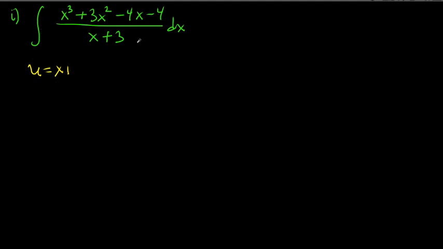So if you want to do it that way, go right ahead. There's no problem with that. It's just a lot of work, and it's kind of tedious. The way I prefer to do this is notice that the bigger power is in the numerator. So that means we can do the division, right? We can divide x cubed plus 3x squared minus 4x minus 4 divided by x plus 3.